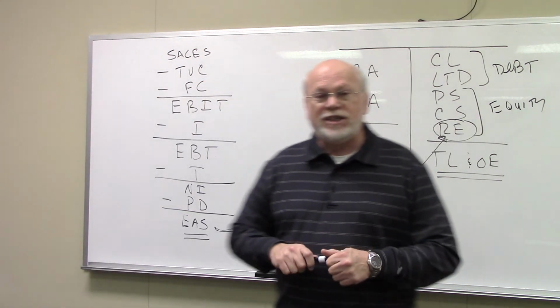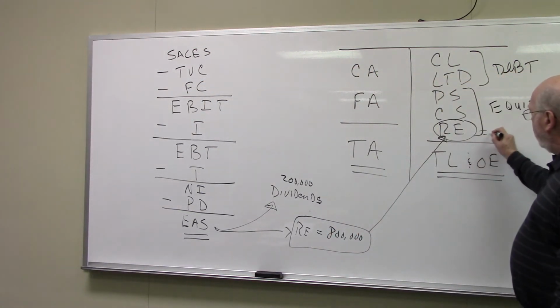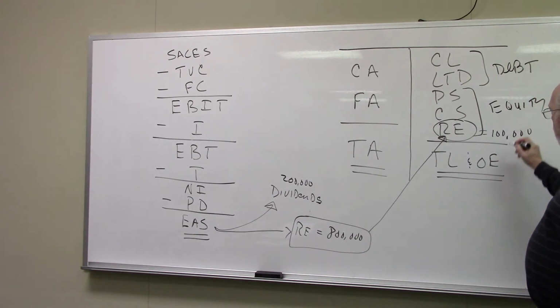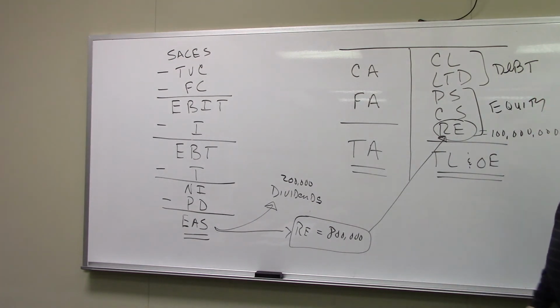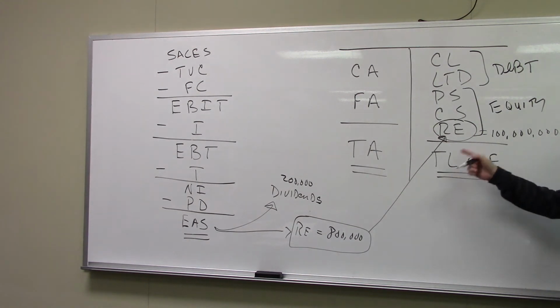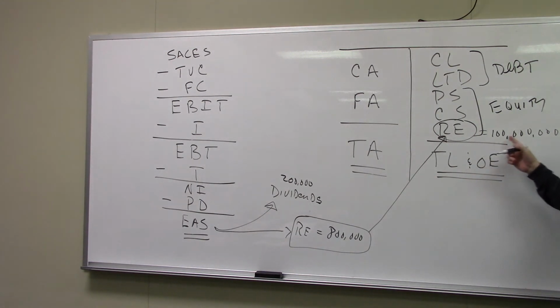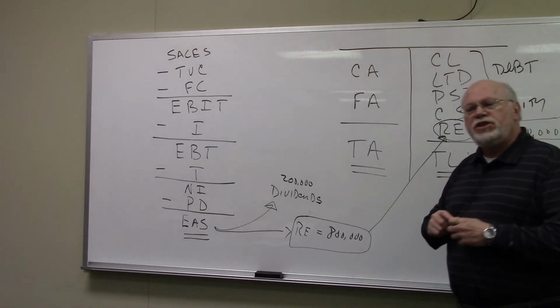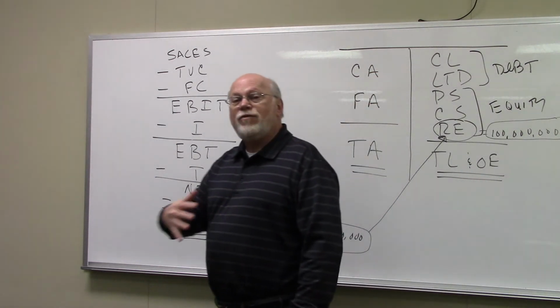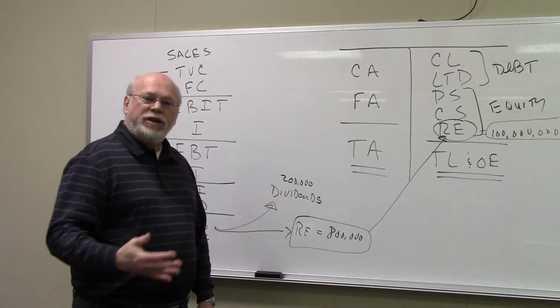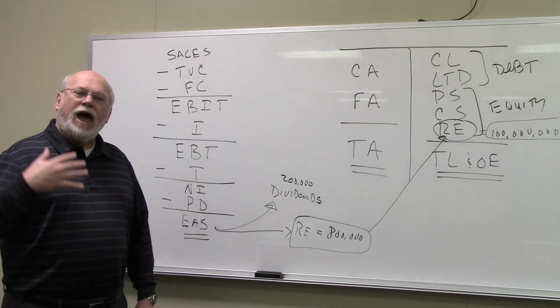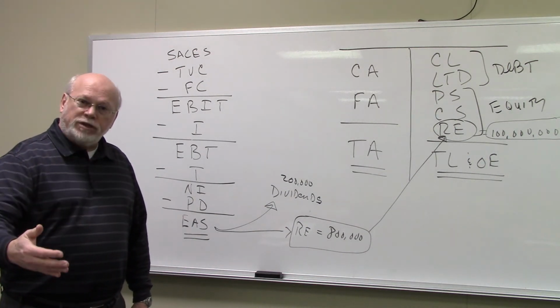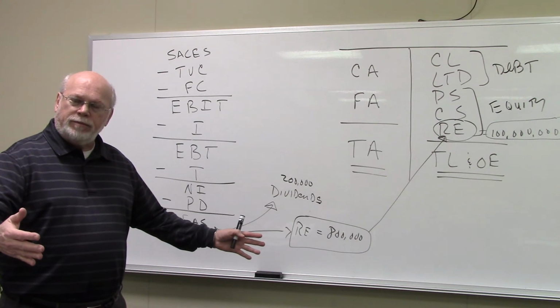If last year's retained earnings was $100 million, then after we add that $800,000, it's going to be $100,800,000. It's a cumulative number. The number on the balance sheet for retained earnings tells you how much the owners of the company have retained, have given back to the company of their income. How much they've given back to the company cumulatively over the life of the company.